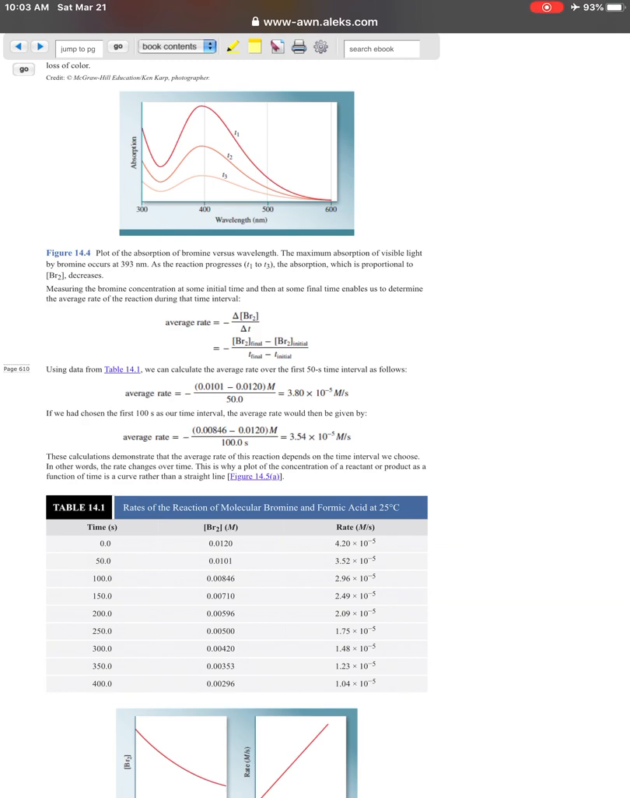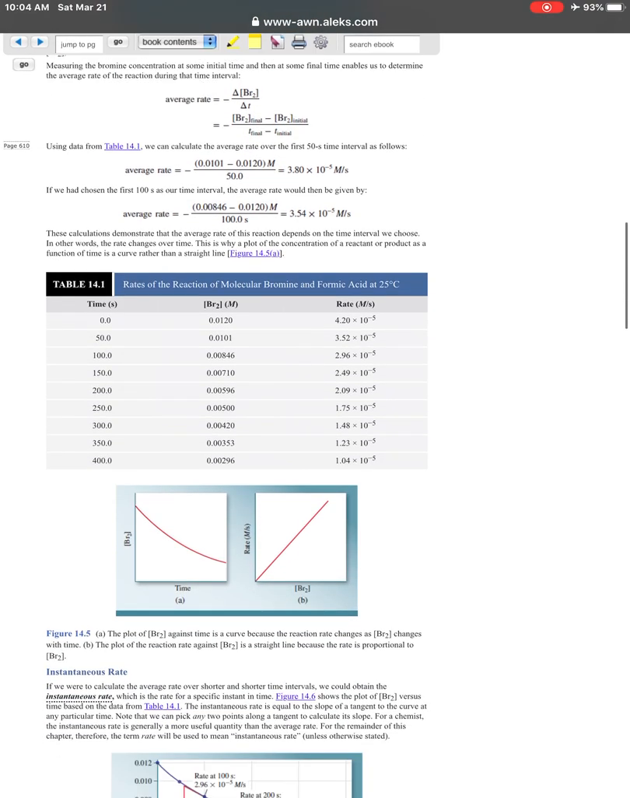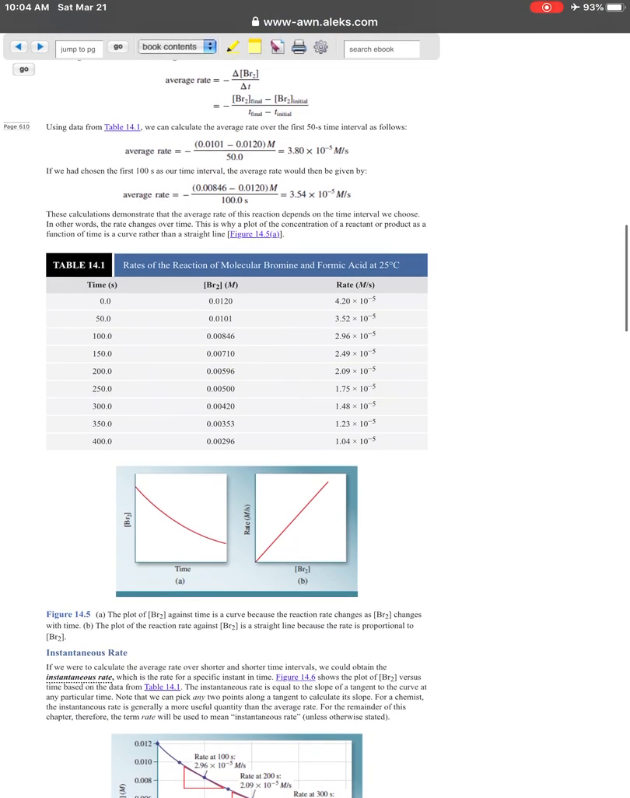Delta is the quantity you're measuring. Could be time, could be concentration. Final minus initial. So the final time minus the initial time. Using data from table 14.1, which is below, we can calculate the average rate over the first 50-second time interval as follows. So look at that table, 14.1. I'm going to scroll down a little bit here so we can see it. There's a set of data here, table 14.1. Rates of the reaction of molecular bromine and formic acid at 25 degrees C.